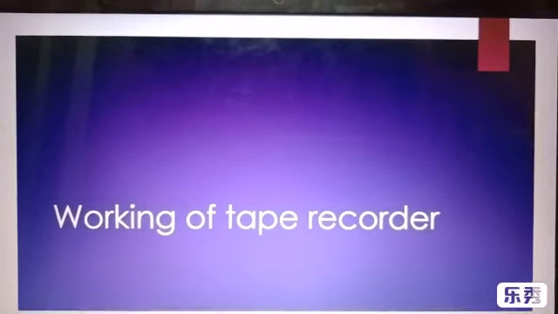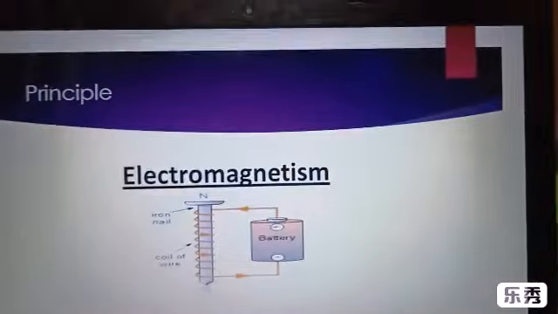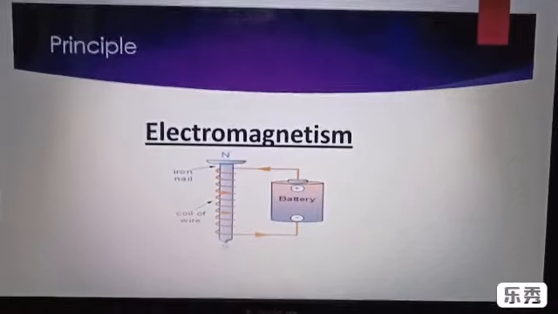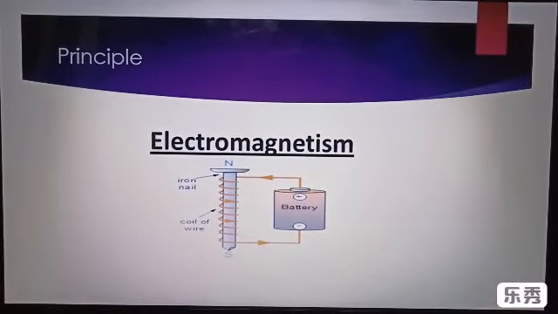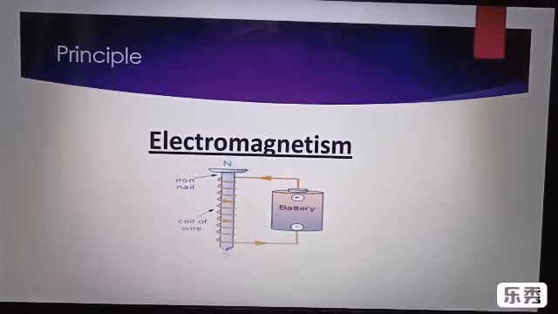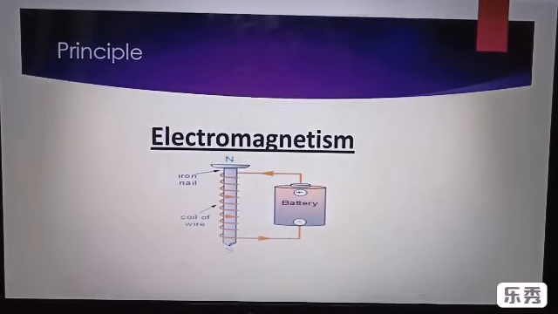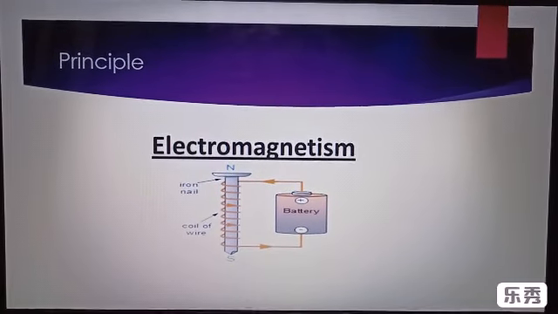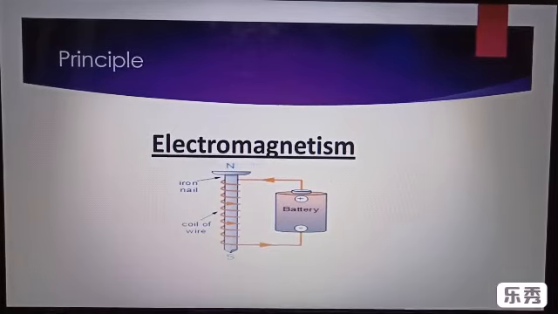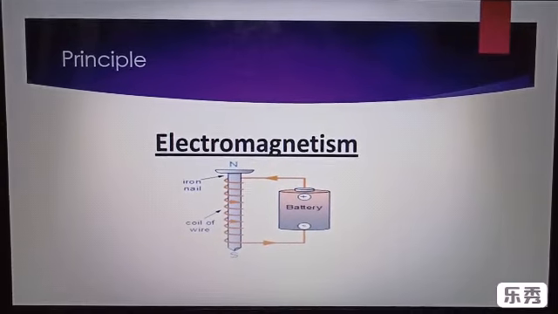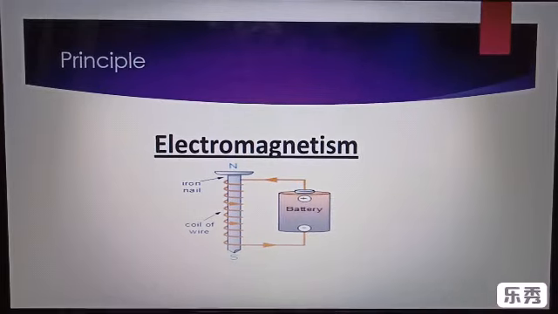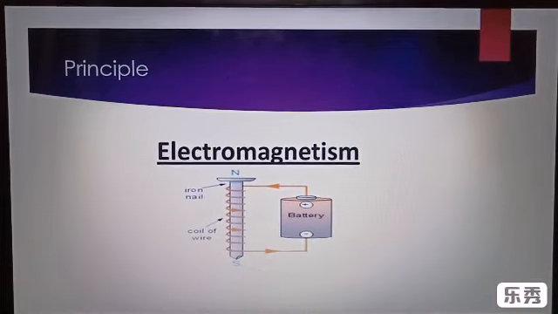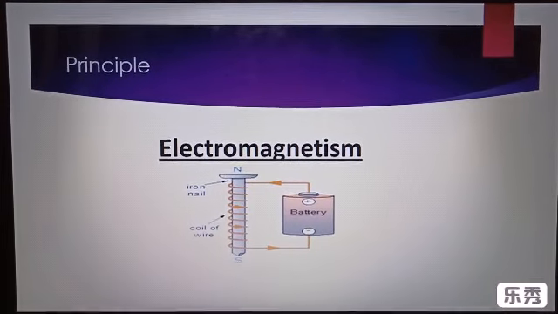Before that, we need to understand the principle on which it works. The principle behind the working of tape recorders is electromagnetism. Electromagnetism is nothing but a conductor being partially made into a magnetic material with the application of electric current. In this picture, a nail is taken and an iron wire is coiled around it, and when the supply is given to it, it acts as a magnet, showing north and south poles.